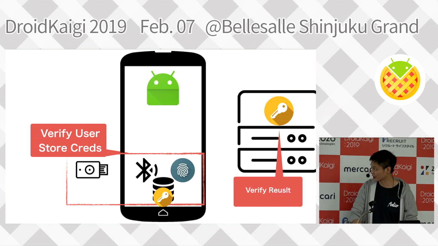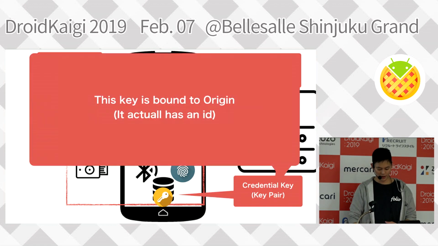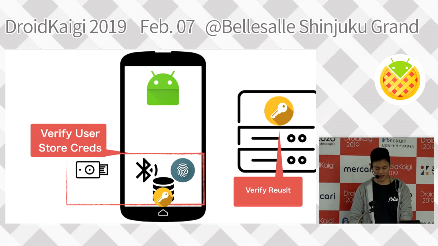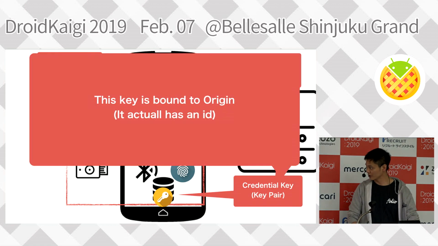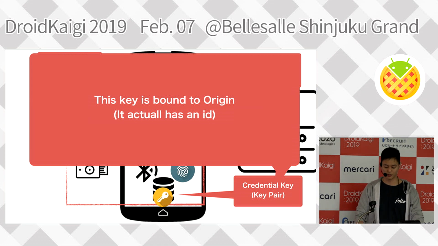So this is actually the thing. The authenticator verifies the user and stores the credential, and the server side verifies the result and identifies the user. And the key shown here is bound to the origin, so that it protects from phishing attacks.